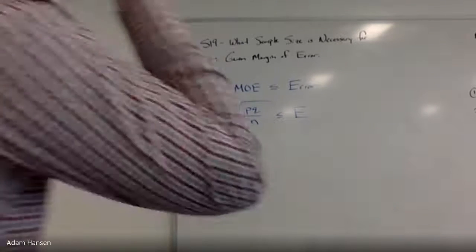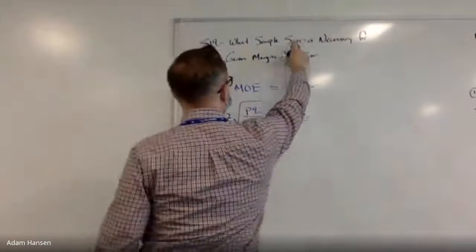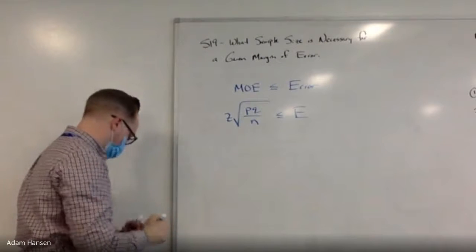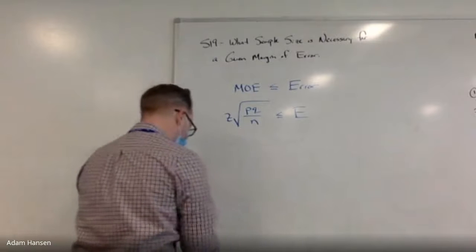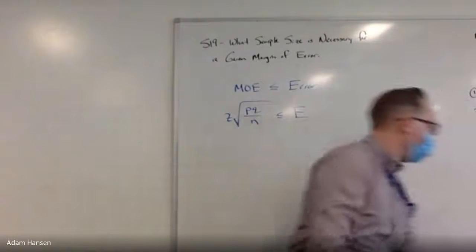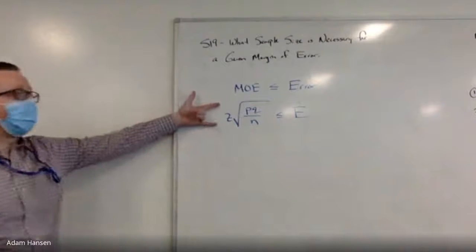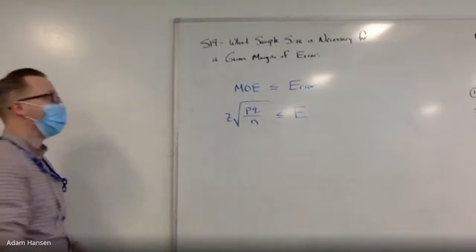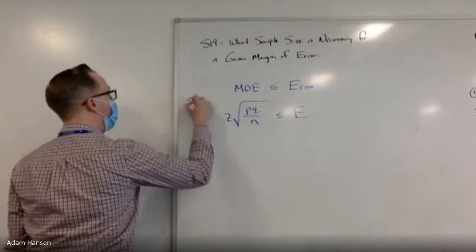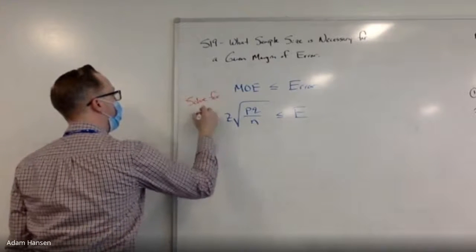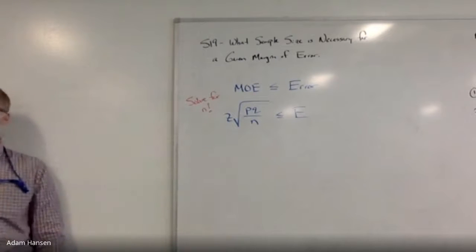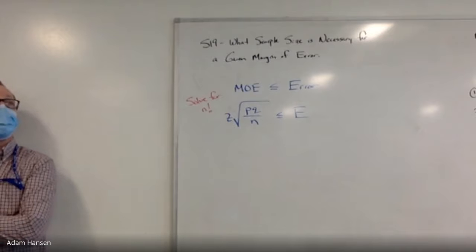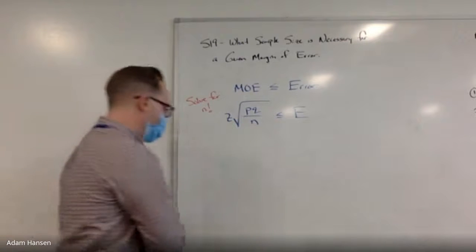Okay, we're trying to identify what sample size is necessary. Which of these variables represent sample size? In this statement, which variable represents sample size? And we are going to solve this statement for n to put the sample size in terms of what else goes into making a confidence interval. So let's start solving for n.